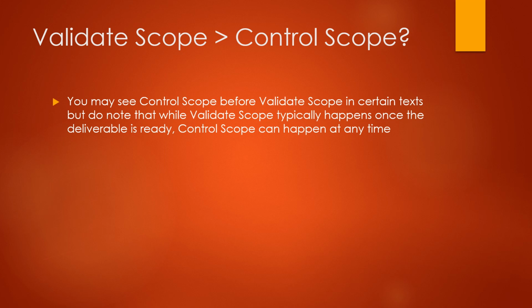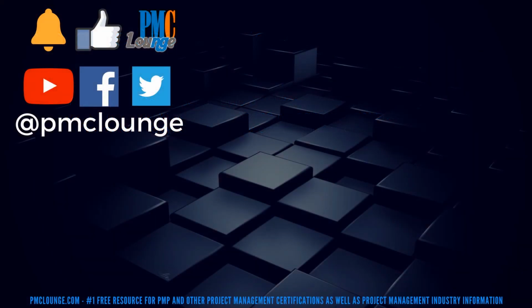Validate scope is something which will happen once the deliverables are ready and once you request the client for a formal sign off, right? Validate scope, you do after your deliverables are ready. Control scope, it is an extremely proactive process, and you as a project manager need to be controlling scope at all times. So that's all that I had in this video.